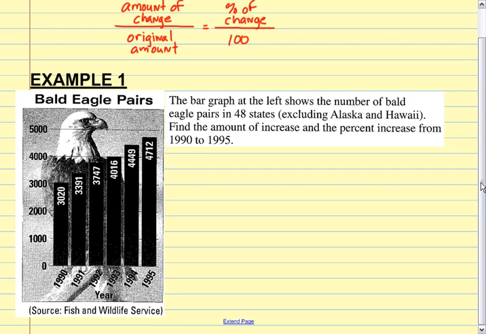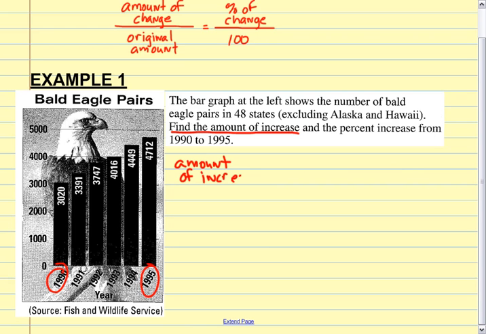The bar graph at the left shows the number of bald eagle pairs in 48 states, excluding Alaska and Hawaii. Okay? Find the amount of increase and the percent increase from 1990 to 1995. So we want to find out the amount of change between 1990 and 1995. Well, let me ask you this first. What is the amount of change? They asked us to find the amount of increase. So it went up. So how do I find the amount of increase? How do I do that?